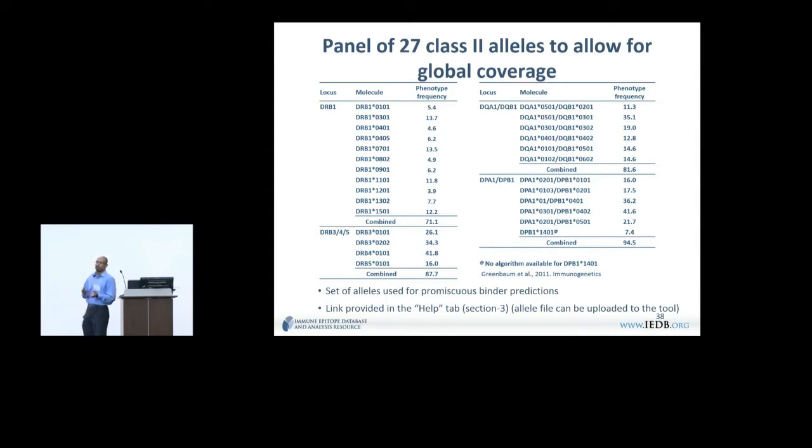Now there can be a question, similar to what you had before: what set of alleles can I use? If you have a specific population in mind, and you know the specific allele types of that population, you can use that set. If not, this is the set of 26 most frequent alleles in the global population, similar to what we saw in the case of class 1. It's the general set of most frequent alleles seen in the global population. There's a link provided in the help tab, section 3. More details are given there, and you can download this file also.